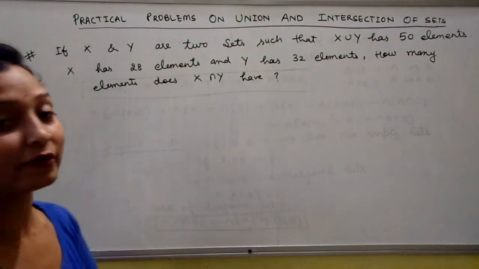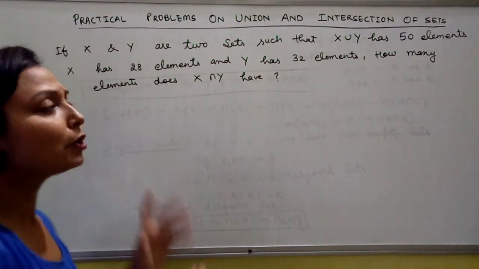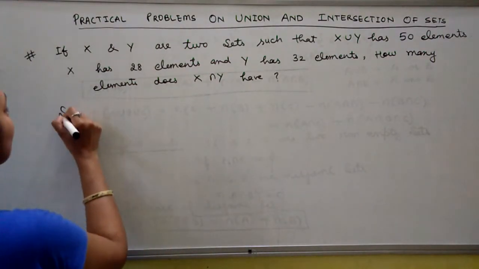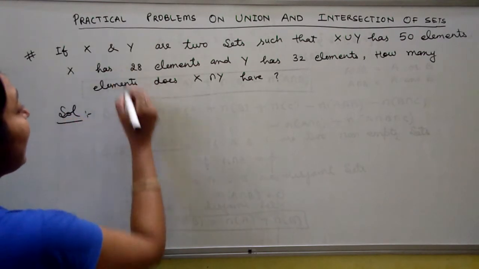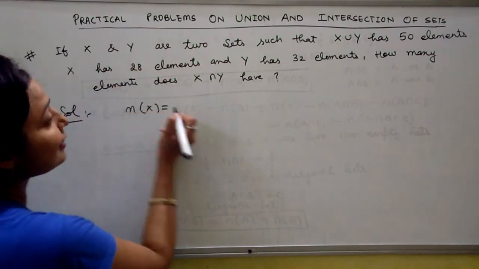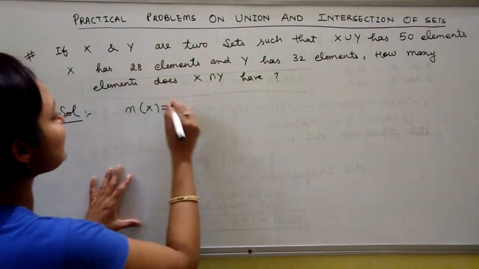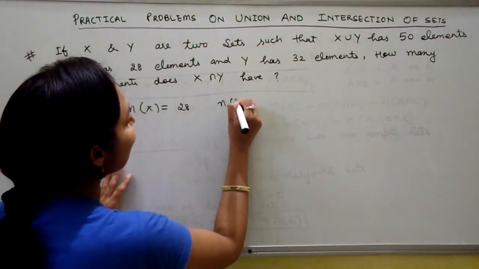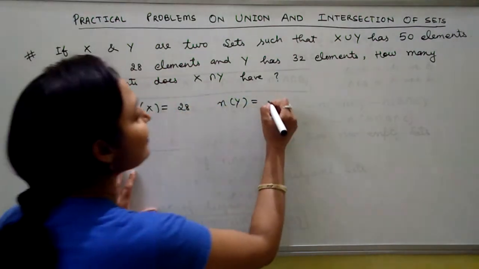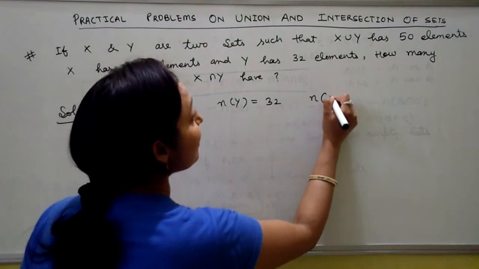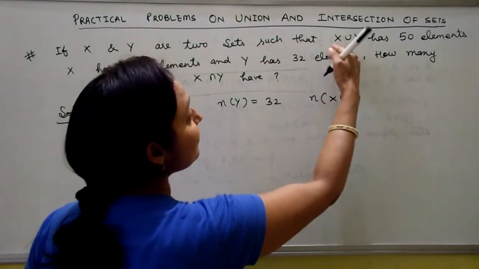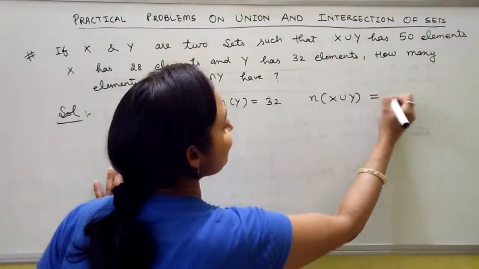Everything is given and the formula is also told to you. So this is a very easy question. How to solve? Take the solution. N of X, the number of elements present in X, is 28. N of Y, the number of elements present in Y, is 32. N of X union Y, the number of elements present in X union Y, is 50.